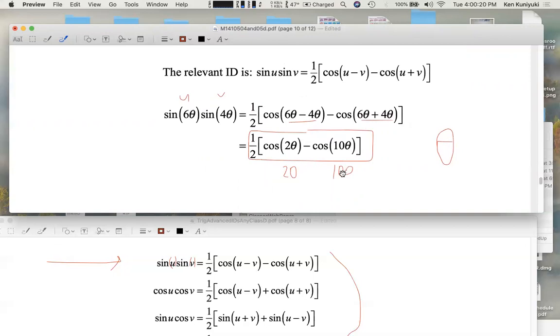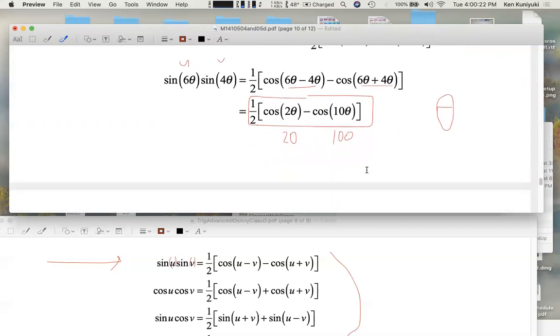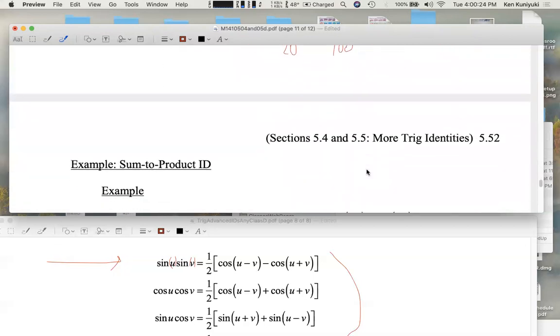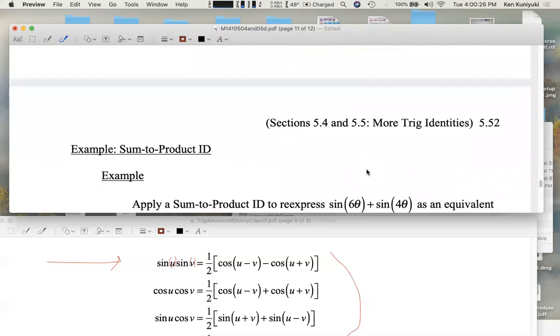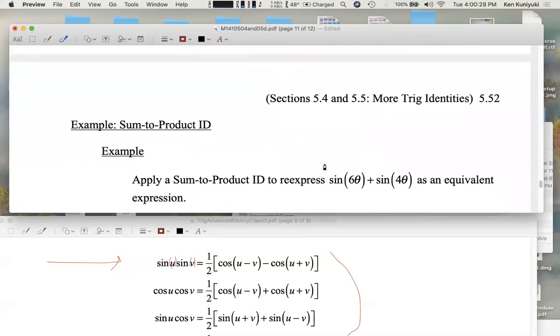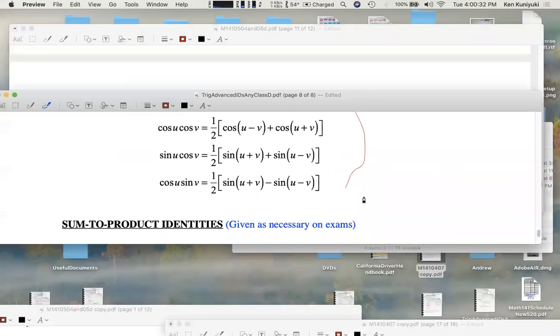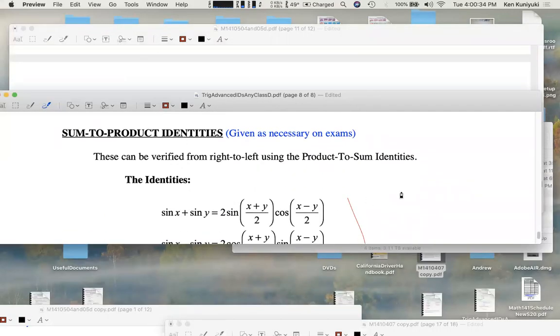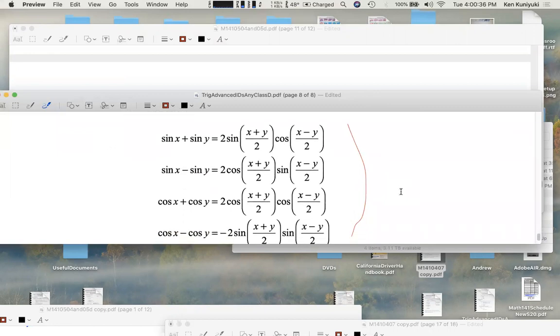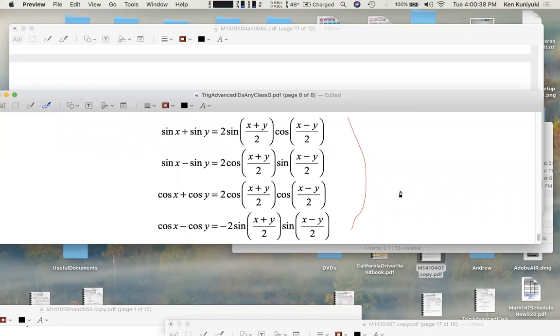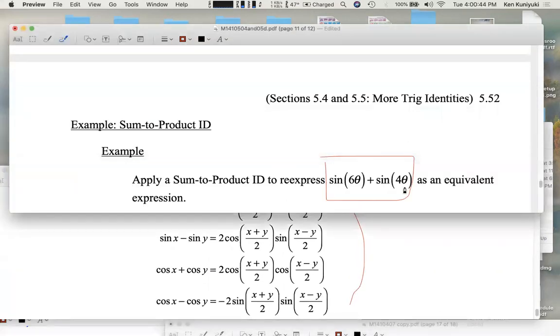So again, that was helpful for a calculus application, like integration. How about the sum to product identities? Well, how about the sine of 6 theta plus the sine of 4 theta? Okay, you want to look at this block of sum to product identities. You don't have to memorize these. I would give these to you, but you have to know which one to apply and be able to apply it correctly. All right, sine of 6 theta plus sine of 4 theta.